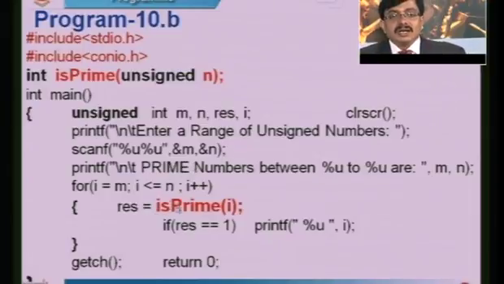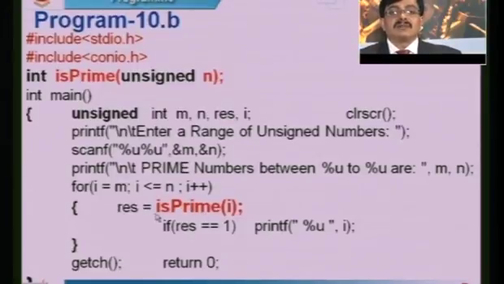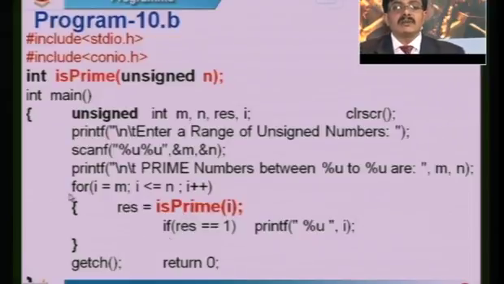So here isPrime is a function which will confirm whether a number is a prime number or not. Result is equal to isPrime of i. This function isPrime will return 1 if the number is a prime number, otherwise it will return 0. Now I will check the result. If result is equal to 1, printf %u, because the value i is a prime number, otherwise I should not display it. So all the prime numbers within the range will be displayed. I will come out of the loop after displaying all the prime numbers, and then I return 0.